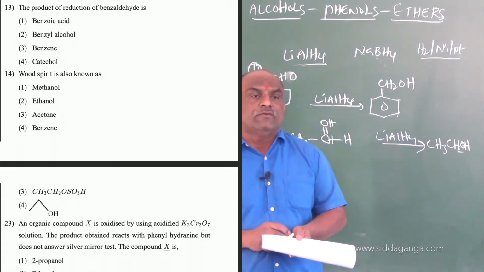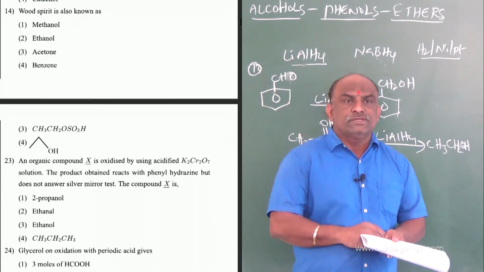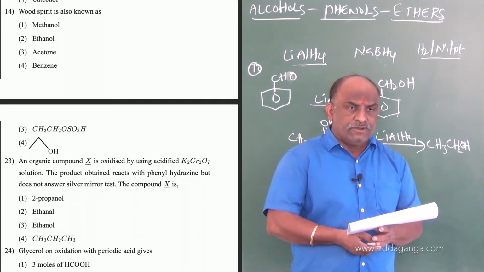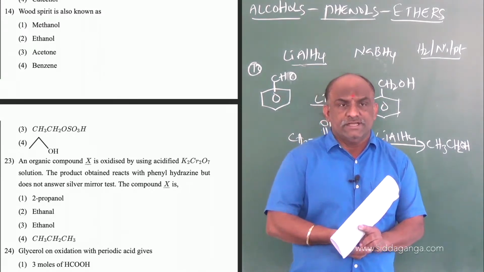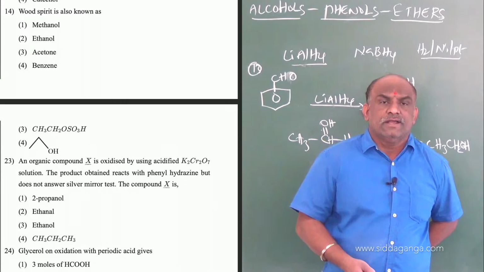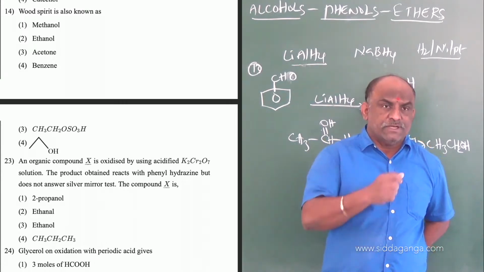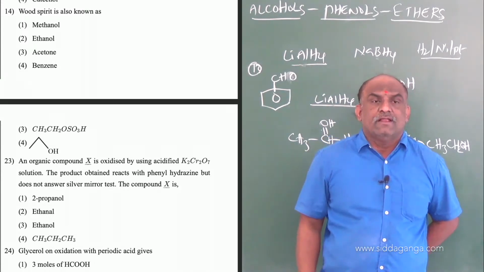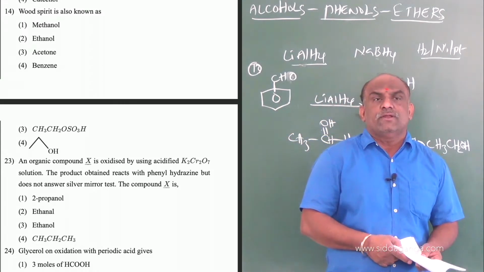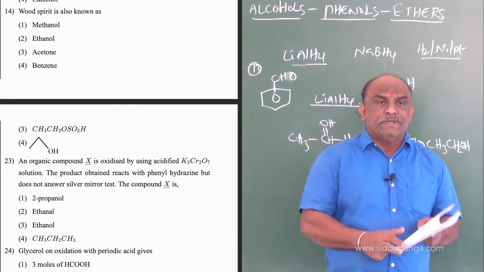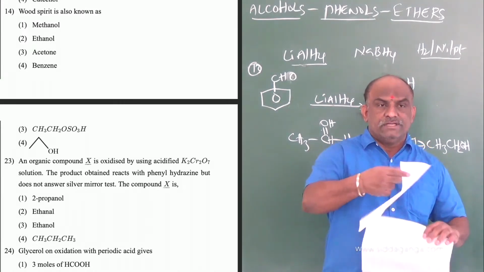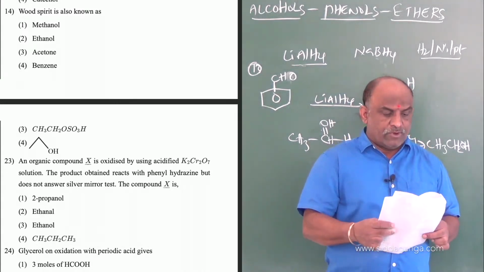Now going to the 14th question: wood spirit is also known as. This is also a theory-oriented question, and this information is also there in NCERT. Wood spirit is methyl alcohol. The first option was methyl alcohol, which is also known as methanol. Methanol is called wood spirit. So this is a theory-oriented, conceptual question, and option number 1 is right for question number 14.